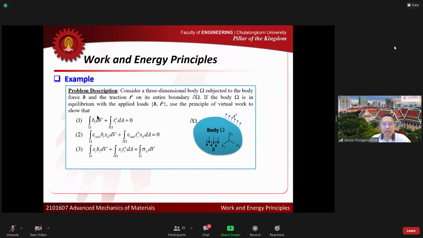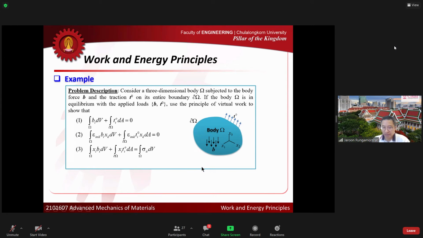The integral of B_i dV here is simply the net force due to the body force, and the integral of T_i0 over the boundary is the net force due to the traction. So the two, when you combine them, have to be 0. This is simply the overall force equilibrium of the body, or the net force has to be 0 because the body is in equilibrium, right? You know this is true based on Newton's second law. But now I would like to show this using the principle of virtual work.